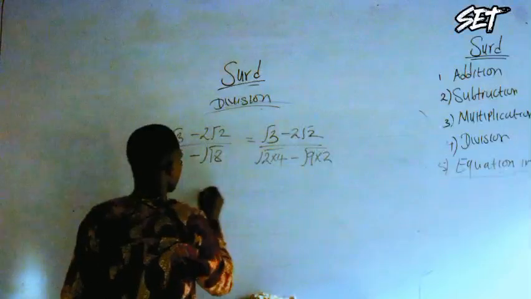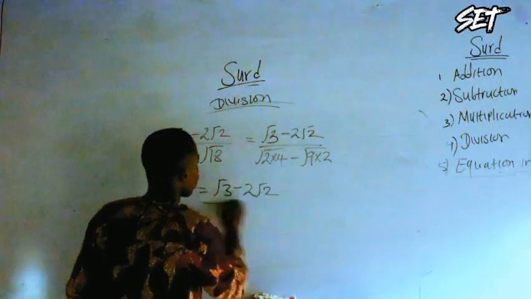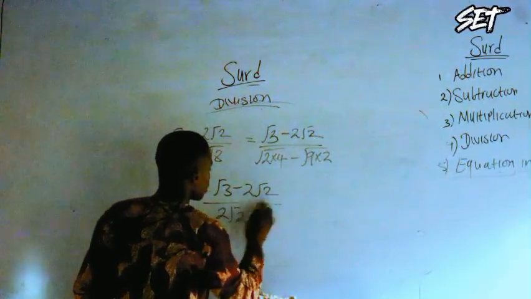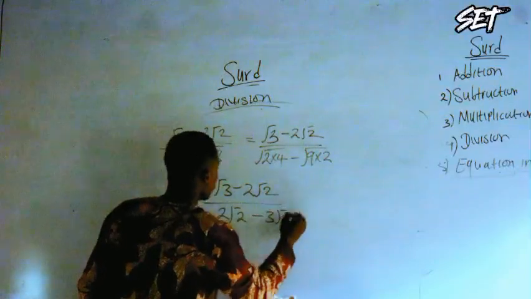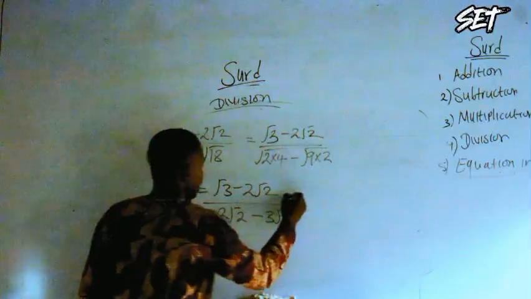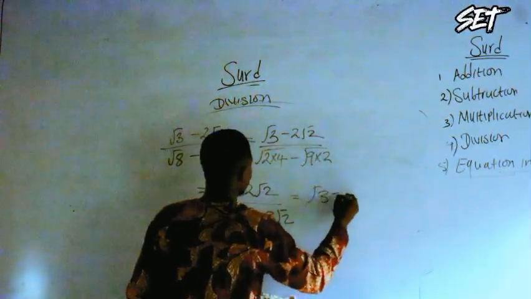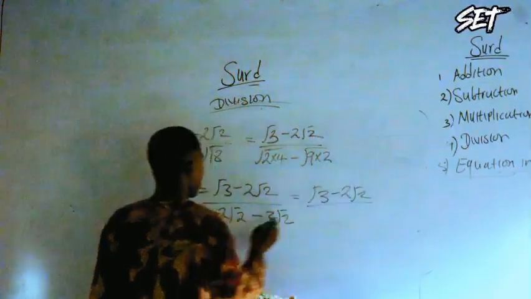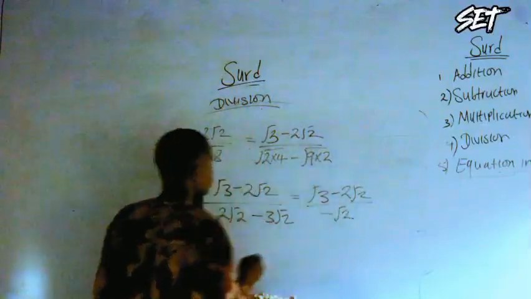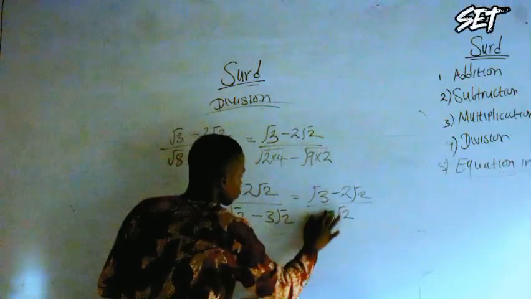Now, when we are doing it, this one will be what? Root what? 3 minus 2 root what? 2. All over 2 root what? 2 minus 9 minus 3 root what? 2. Now, this one, they are the same thing. The answer of this one will be what? Root what? 3 minus 2 root what? 2. All over this one. This one minus this will be what? Minus root what? 2. This one minus this will minus 1. And the same thing as what?